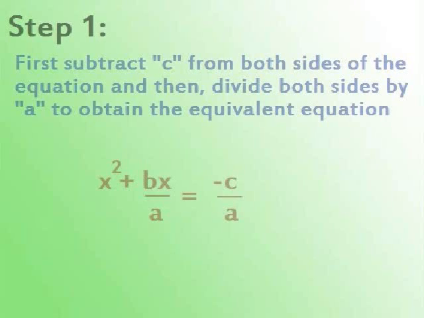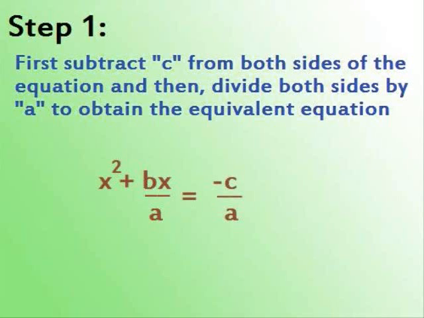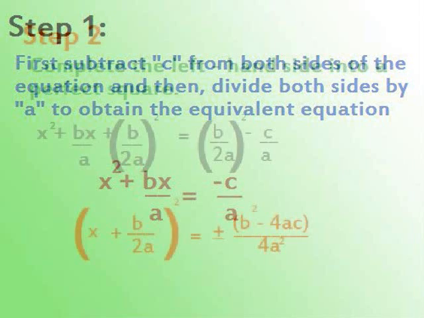And now that we know the ways of solving quadratic equations, we are now ready to derive the quadratic formula. Deriving the quadratic formula. Step 1. First, subtract c from both sides of the equation, and then divide both sides by a to obtain the equivalent equation. x² + bx/a = -c/a.